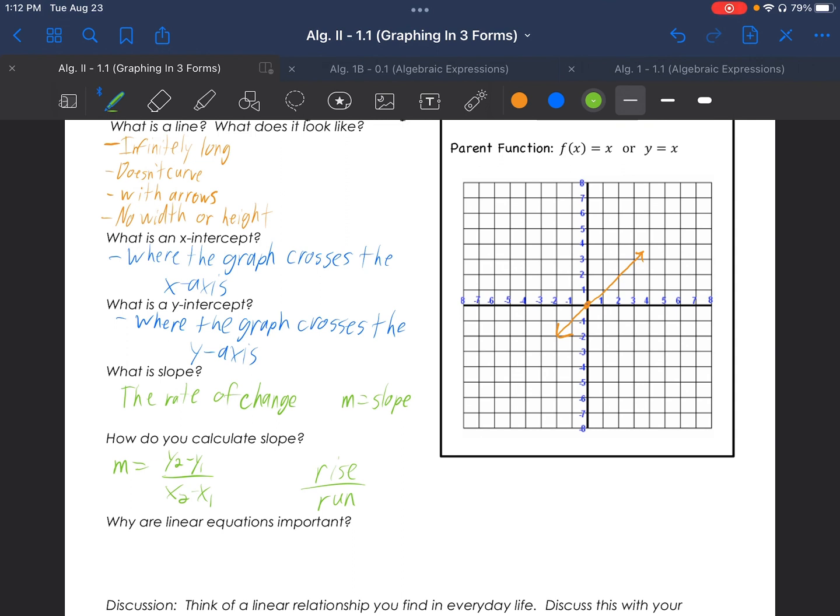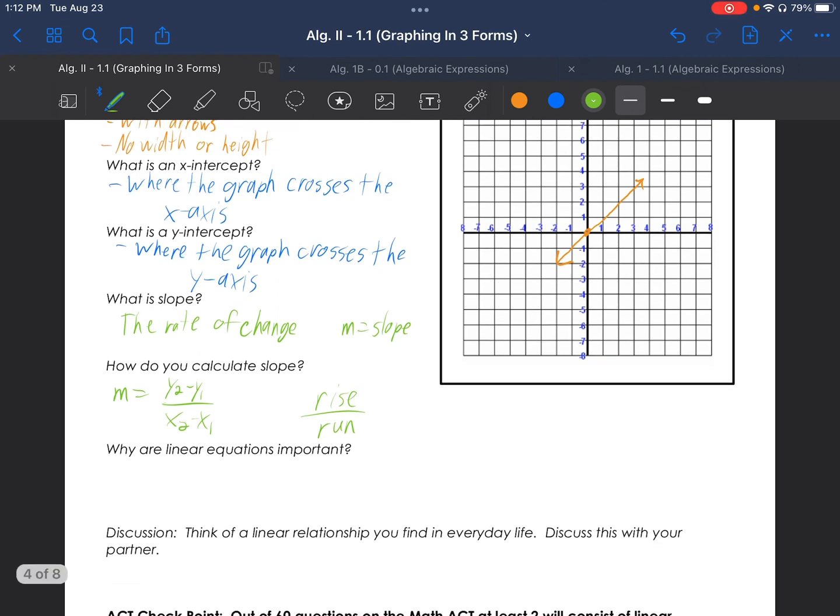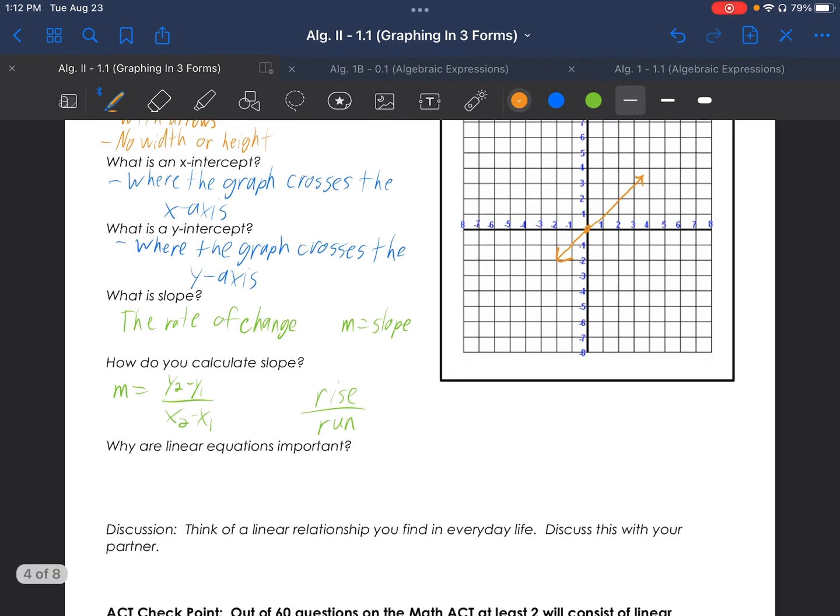So why are they important? And not just because your math teacher says so. They help us compare how two variables interact with each other.